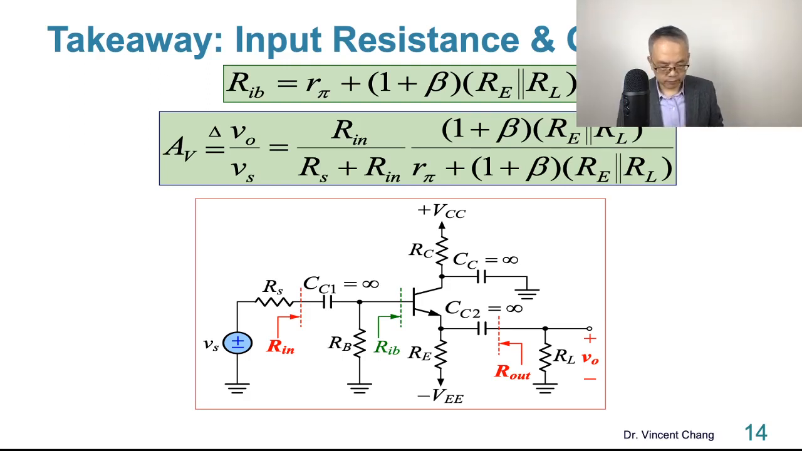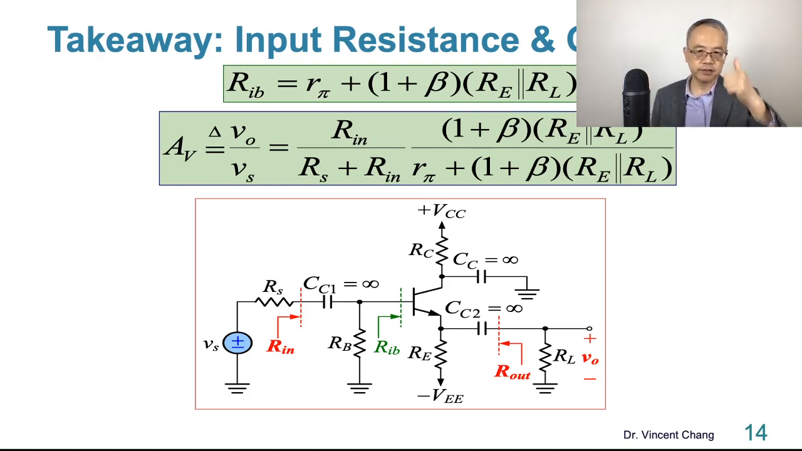For the voltage gain, VO divided by VS can be split into two parts. VO over VB, which is the second term of the voltage gain expression. And then VB over VS, which is the first term of the voltage gain expression. So this result tells us the two important characteristics of the emitter follower I want you to remember. Number one, a very high input resistance.